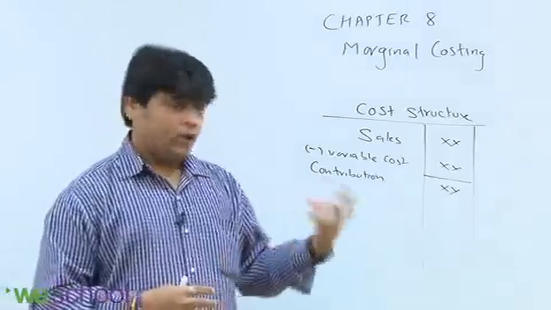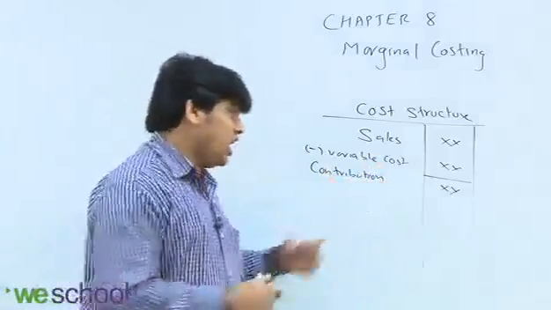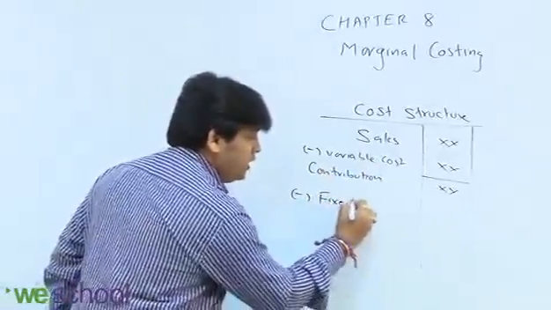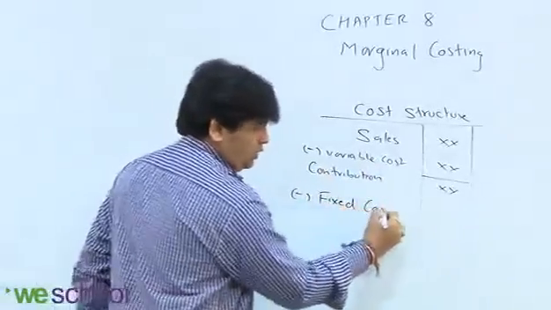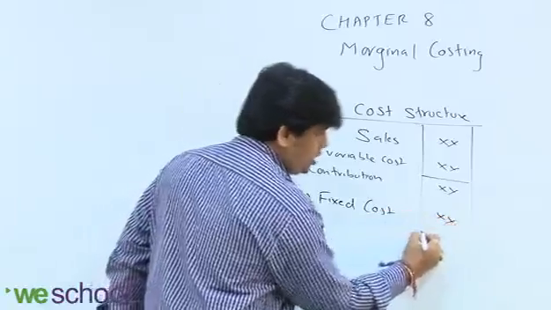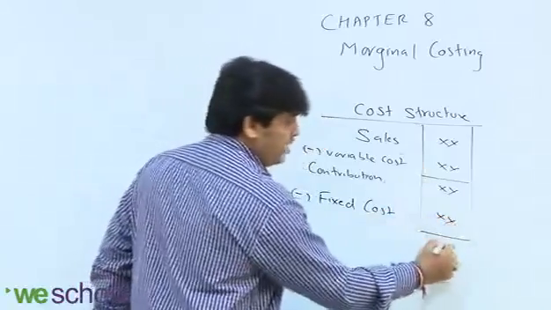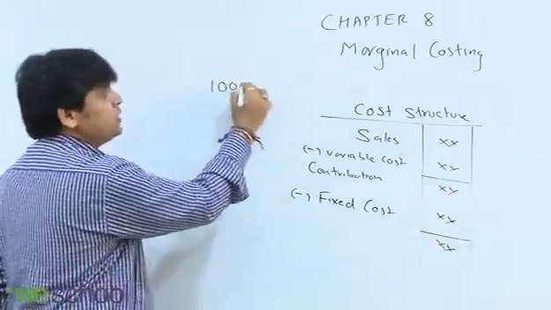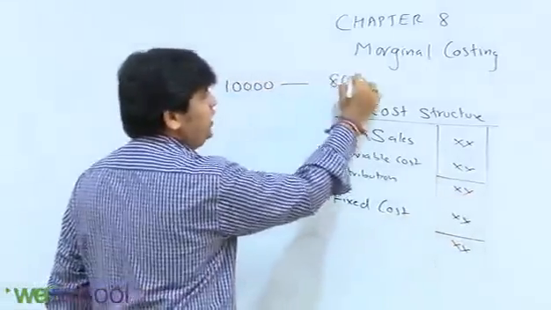You understood? Because all the fixed costs are charged from here. So my cost structure goes like this. Whatever is the cost structure, whatever is the contribution, whatever is the fixed cost, it will get charged to the contribution. Suppose you have produced 10,000 units, out of that you have sold 8,000 units.